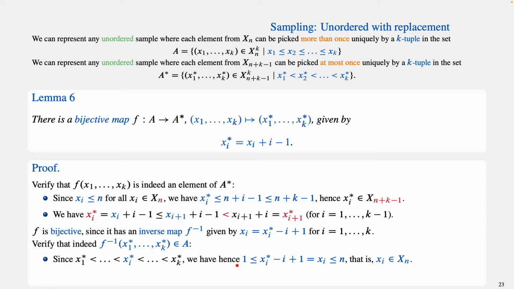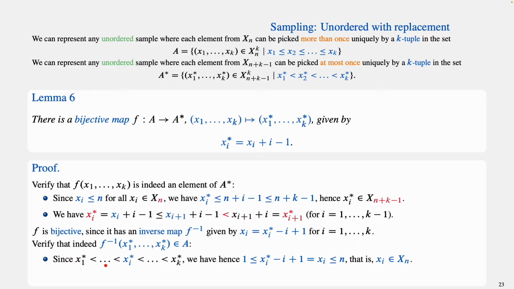Now we have that xi star minus I plus 1, so this one here, which is just the image xi in the ith component, lies between 1 and n, because xi star is strictly greater than x1 star because it's from the set A star, and x1 star is strictly greater than 1 because all the starred elements are taken from the set xn plus k minus 1, so they're all elements between 1 and n plus k minus 1.